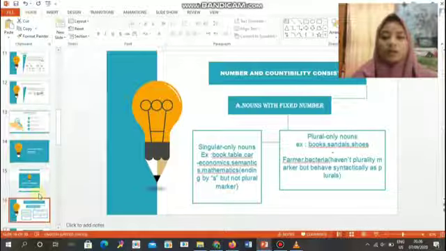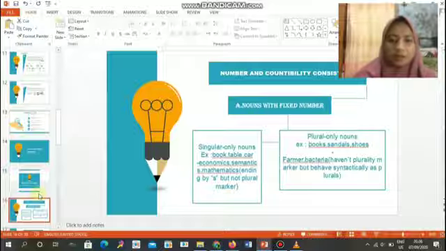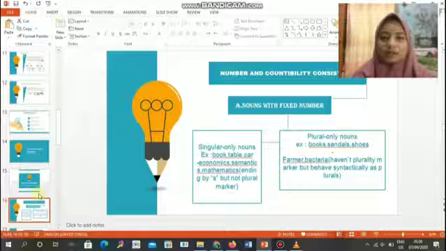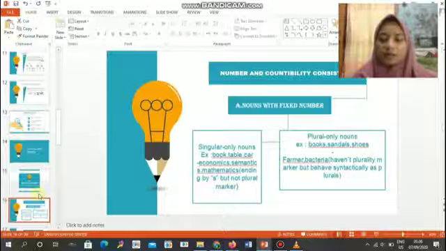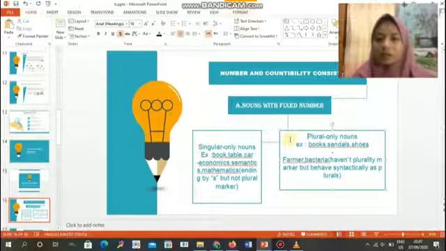Why is economics singular? It is singular though ending in s, but the s is not a plural marker. So every science name is a singular noun, like economics, semantics, ending in s.